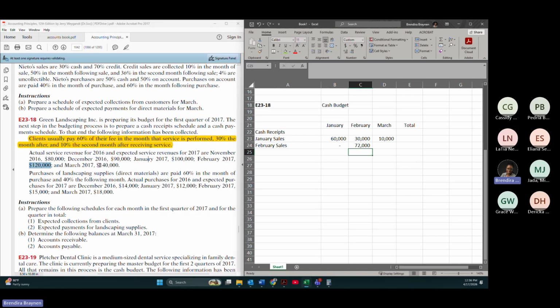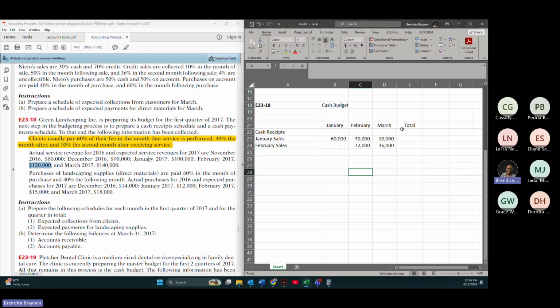Then I look at March. Oh, sorry, March is the second month. So therefore, 30% of this 120 is going to be collected in March. 30 times 12 is 36. So that means 36,000 is going to be collected in March.